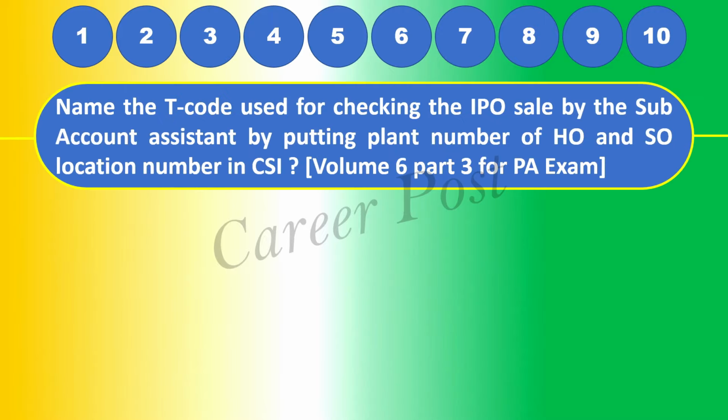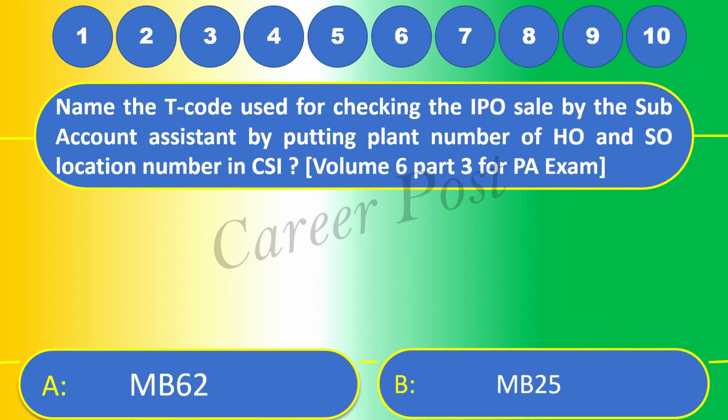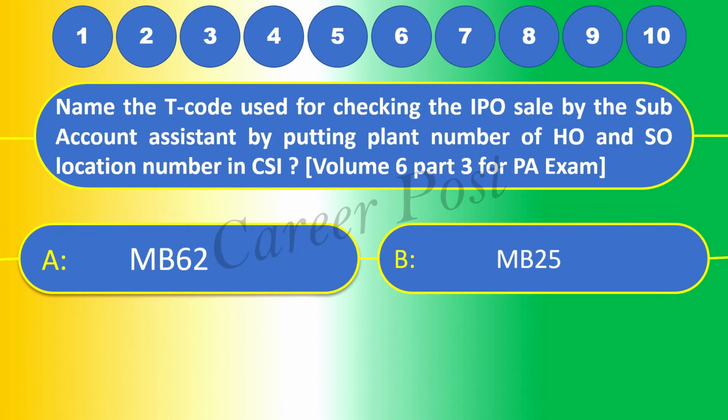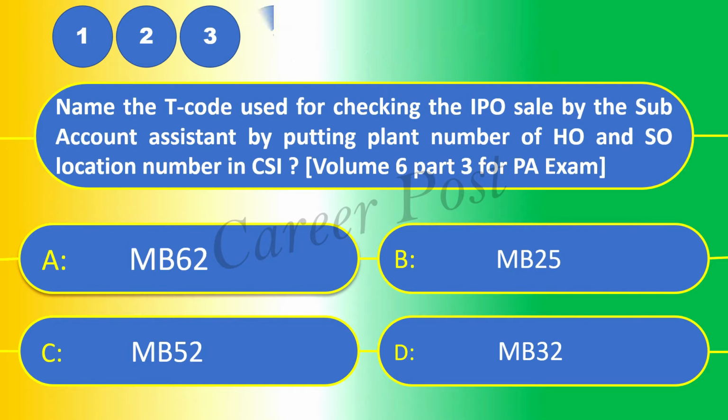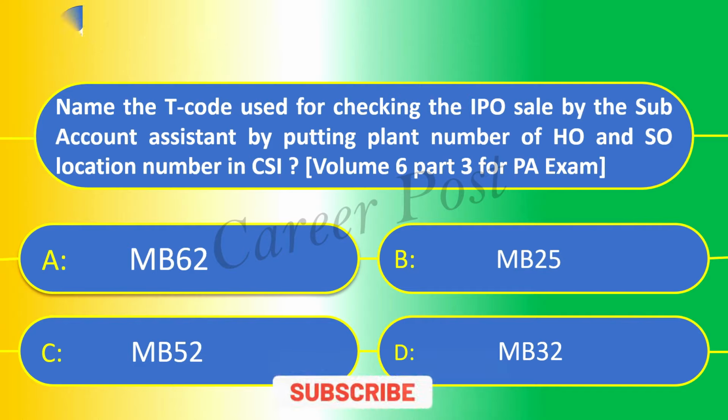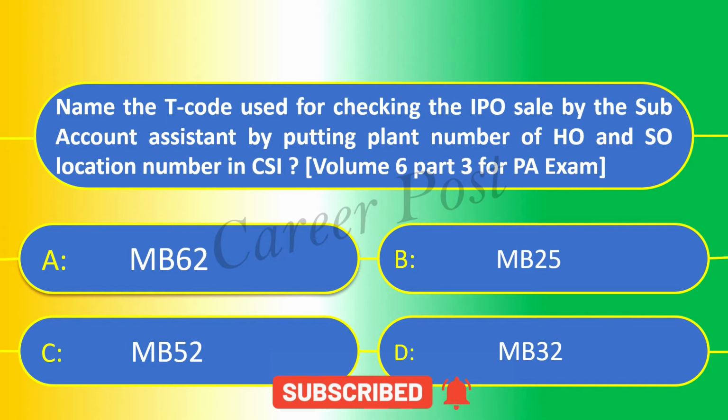Next question. Name the T code used for checking the IPO sale by the sub-account assistant by putting plant number of HO and SO location number in the CSI. Volume 6 Part 3 of P examination. A. MB62. B. MB25. C. MB52. D. MB32. Your time starts now. Here they are asking for the T code for checking the IPO sale, that means Indian Postal Orders sale, by the sub-account assistant by putting the plant number of HO and SO location in the CSI. The answer is MB52. In MB52, you can check for the IPO sale, whether there is any sale in the SO by the sub-account assistant in the head post office.